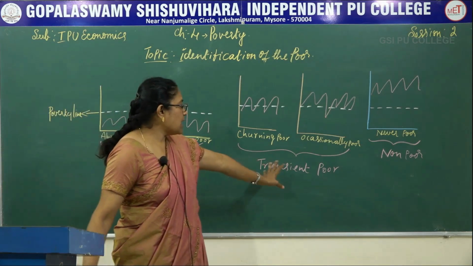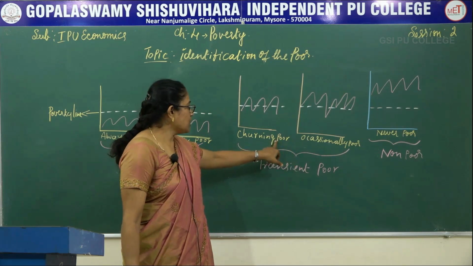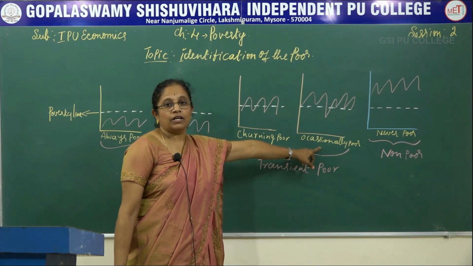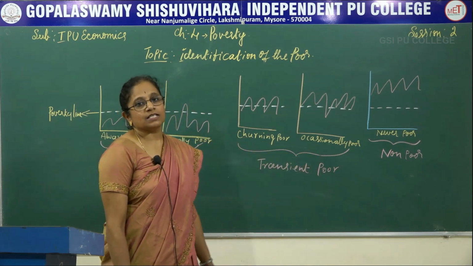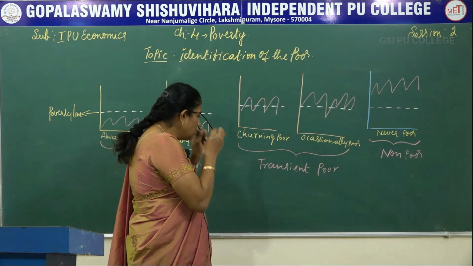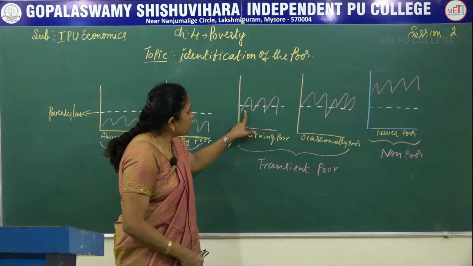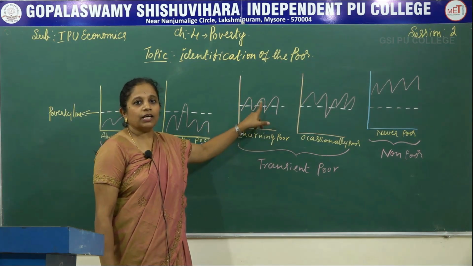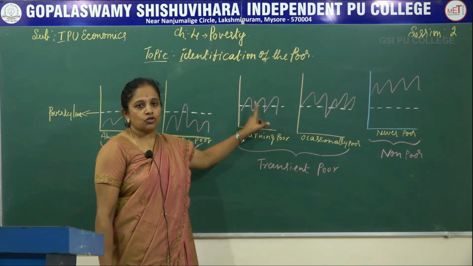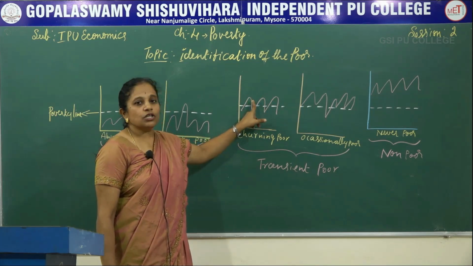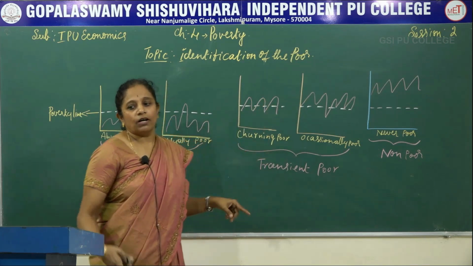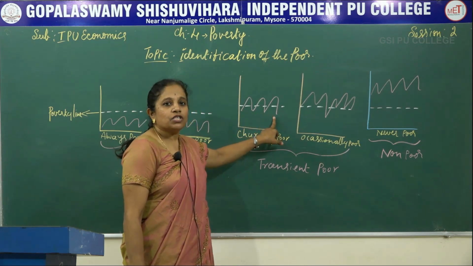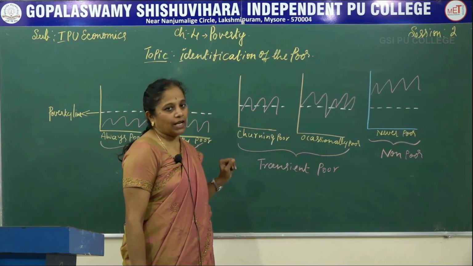Here we come to the transient poor. There are two types: churning poor and occasionally poor. I told you there are two types of poverty, relative poverty as well as absolute poverty. The churning poor are those who frequently go above and below the poverty line. At times he gets income because he is dependent on some job, and if he gets income his situation improves and he goes above the poverty line. When his income is not proper and he is not getting sufficient income, he stays below the poverty line.